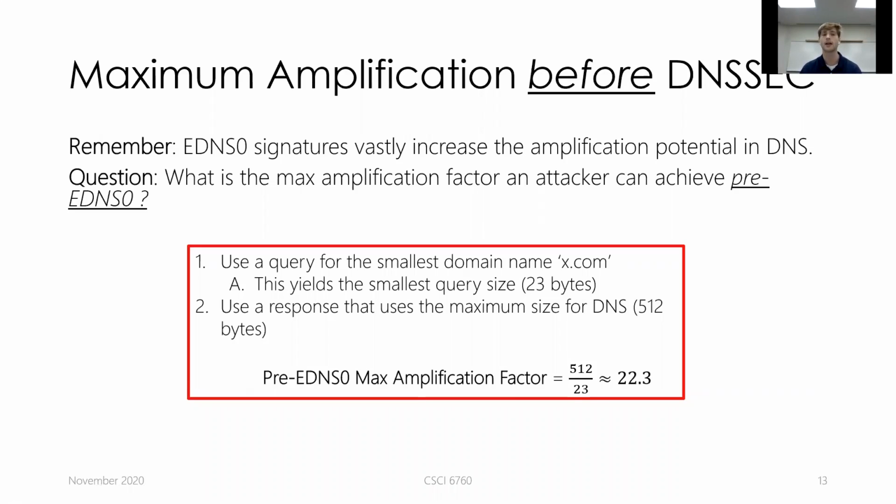And then secondly, let's assume a response size. Before DNSSEC, the maximum response size for a DNS response is 512 bytes. So if we use those two measures, that's going to yield an amplification factor of 22.3. So that is going to be our pre-eDNS0, pre-DNSSEC maximum amplification factor. And that's going to be pretty important because we're going to refer back to that as we keep moving forward.